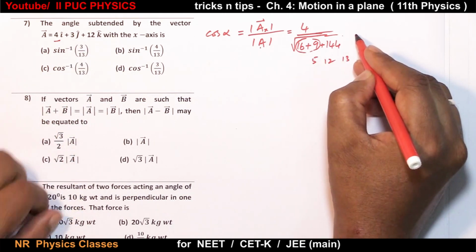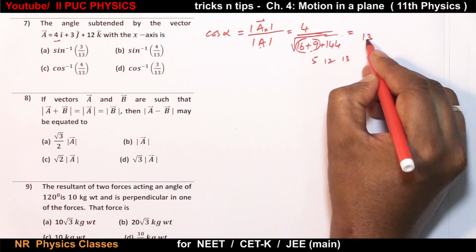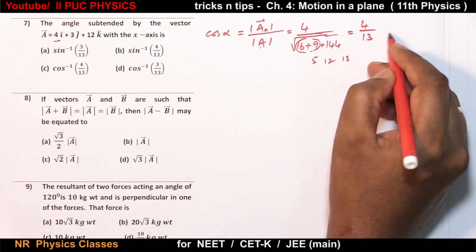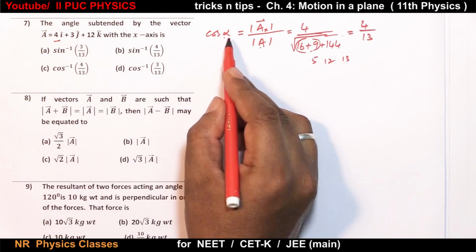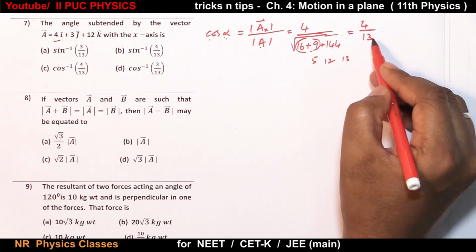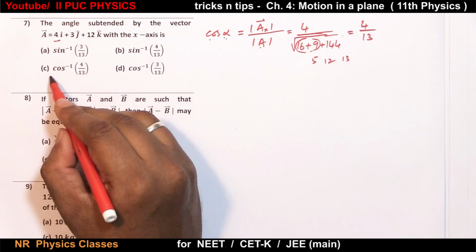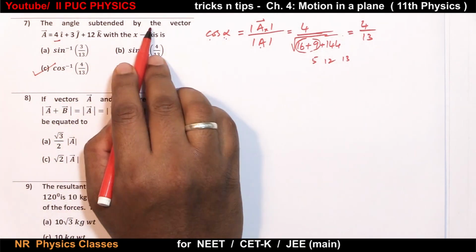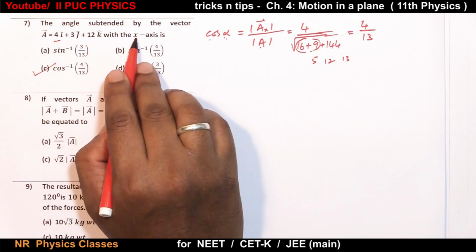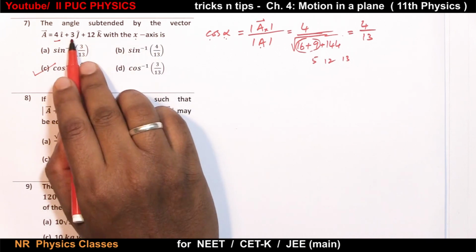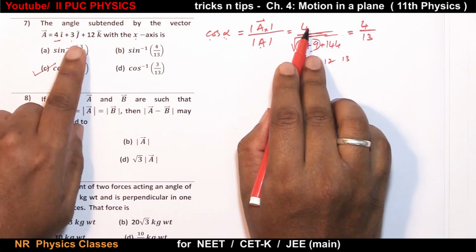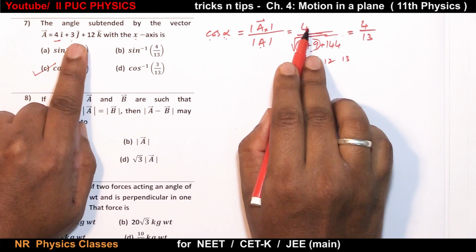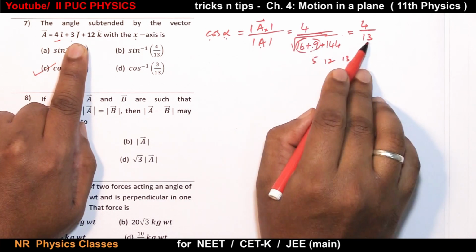So the resultant of these three is 13. Numerator is 4. So alpha, the angle, equal to cos inverse of 4 by 13. Similarly, angle subtended by the vector with respect to the y-axis means consider the y component, coefficient of j cap, 3 by 13.